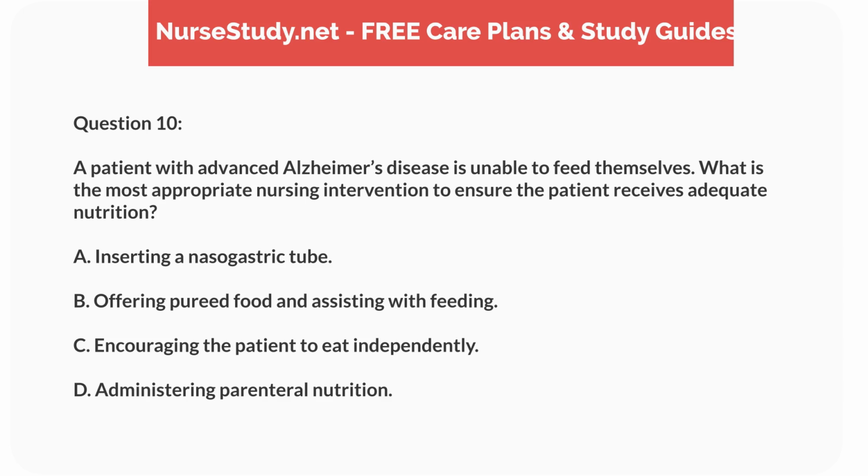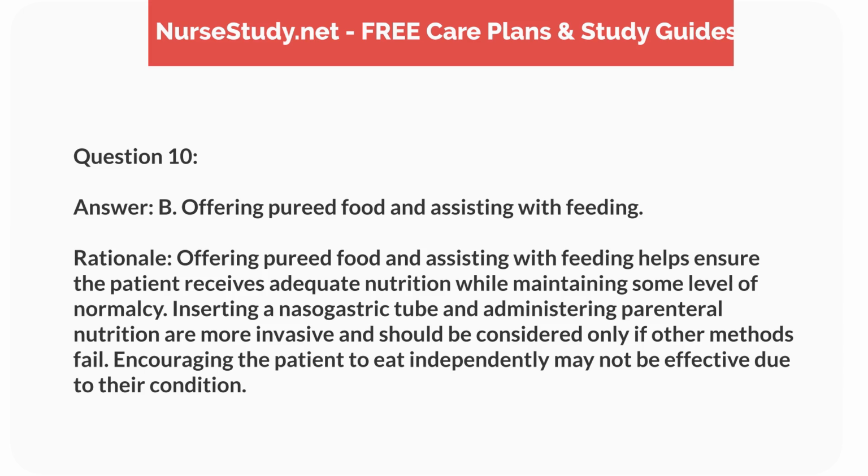Question 10. A patient with advanced Alzheimer's disease is unable to feed themselves. What is the most appropriate nursing intervention to ensure the patient receives adequate nutrition? A. Inserting a nasogastric tube. B. Offering pureed food and assisting with feeding. C. Encouraging the patient to eat independently. D. Administering parenteral nutrition. Answer: B.